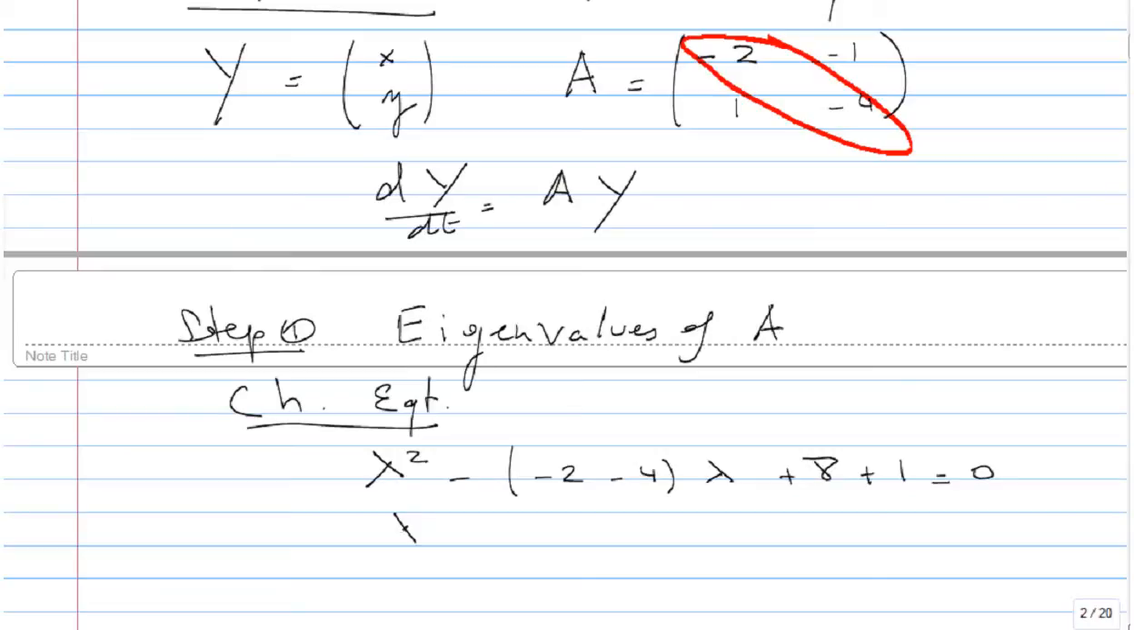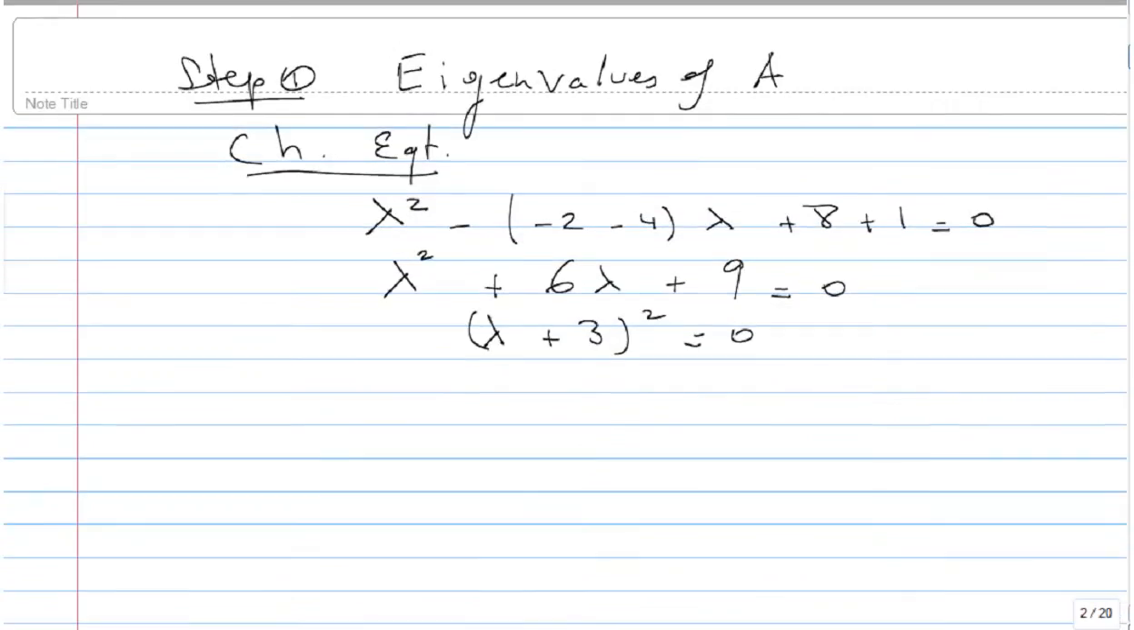So this will give me lambda squared plus 6 lambda plus 9 equals 0, which is a perfect square. Lambda plus 3 squared equals 0. In other words, we have a double eigenvalue, lambda equal minus 3. Step number 2, we look for the associated eigenvectors to lambda equal minus 3.